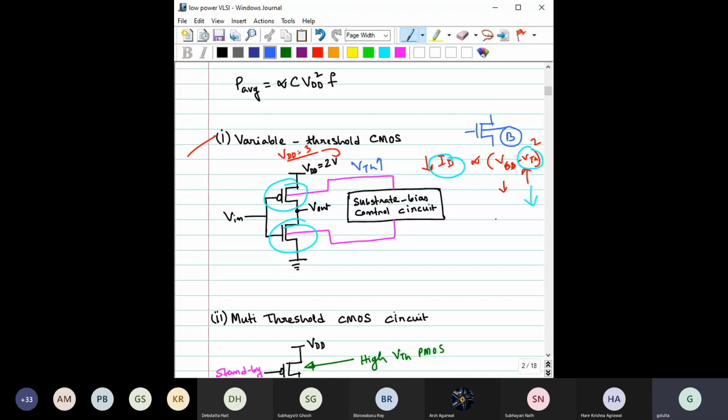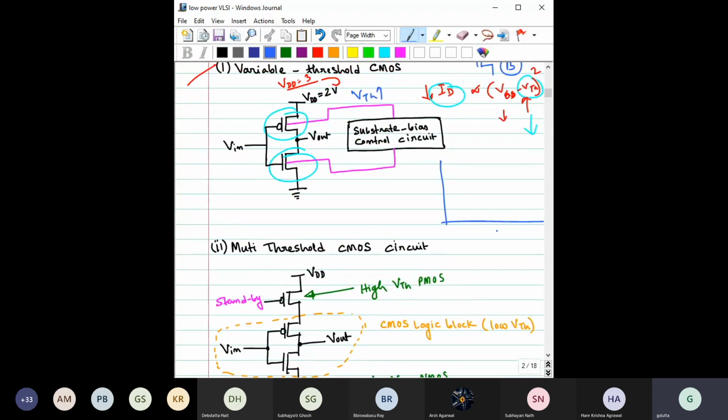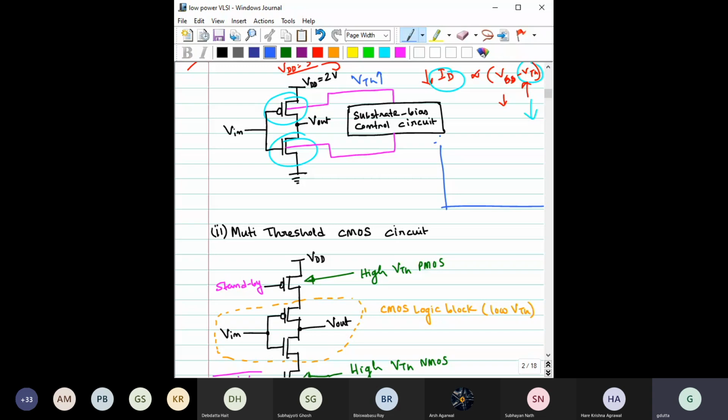Maybe I can give you an example, since I have some time today, so you can understand better. I have already discussed this plot earlier. Say this is ID and this is VGS, the ID-VGS for NMOS. Threshold voltage is positive, so it looks like this. This is a linear scale, both axes are linear.